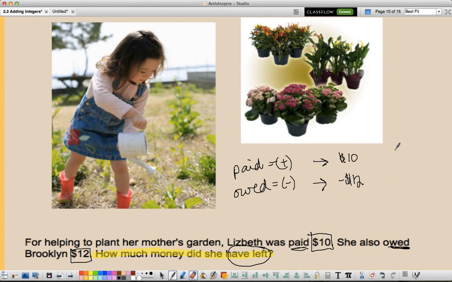And so what we're going to do is we're going to add the $10 that she earned to the $12 that she owes. And I know that that means I do 12 minus 10, which is 2. But since 12 has the higher absolute value, I'm just going to put AV for short, that she still has, so she has a negative $2. She still owes $2.